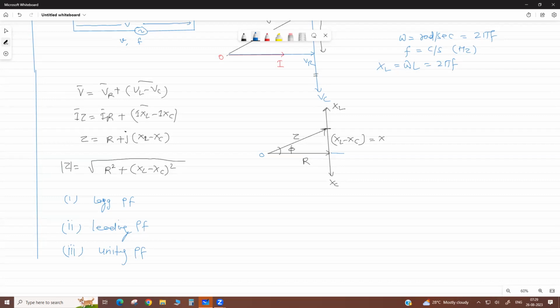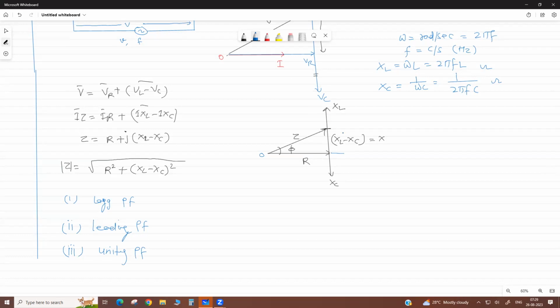So XL equals omega L. Now it depends on the frequency. Generally, at high frequency, the inductive reactance is high, but XC equals 1 by omega C, or 1 by 2 pi f C. Now if the frequency is high, this will be low. So it depends on the frequency you apply here, 50 hertz or megahertz or kilohertz.